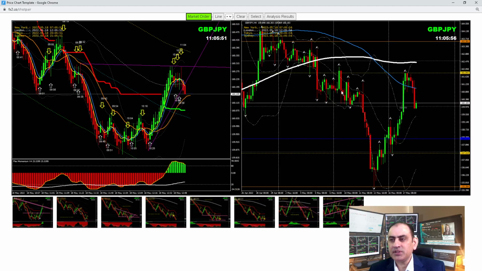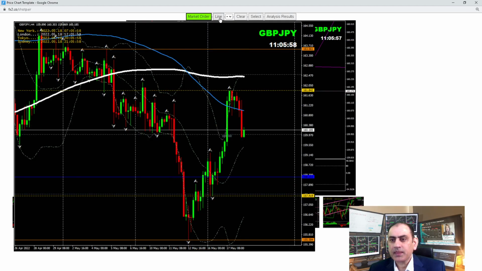You can see here pound yen in 4 hour, and we were expecting this breakout. If you look at here, price nicely respected previously, and the price nicely broke this previous high. So price was trapped between support and resistance. So we were expecting this breakout, either pullback or breakout. The safest way, we're looking for this breakout.